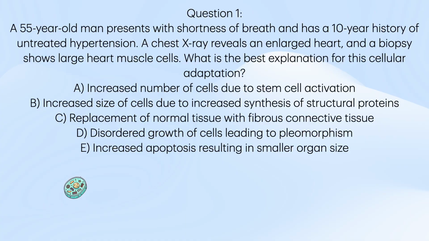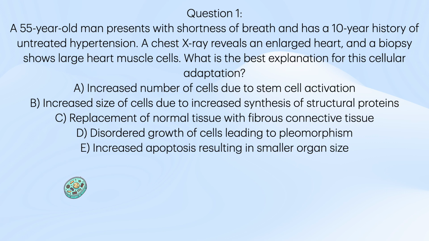A 55-year-old presents with shortness of breath and a 10-year history of untreated hypertension. A chest X-ray reveals an enlarged heart, and a biopsy shows large heart muscle cells. What is the best explanation for this cellular adaptation?